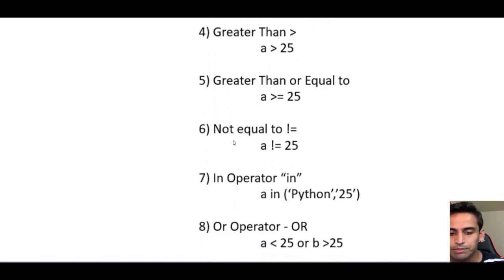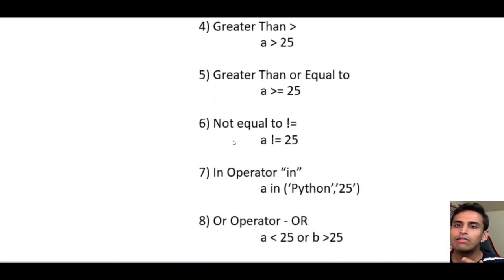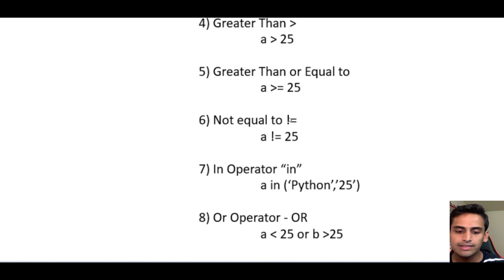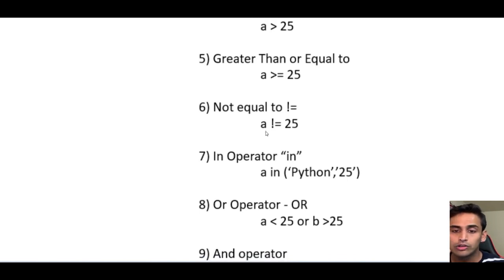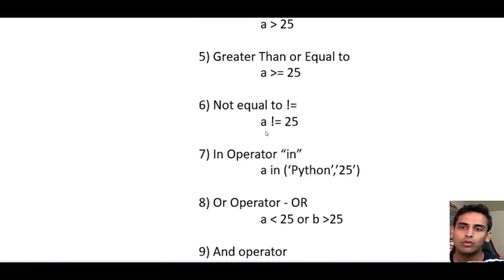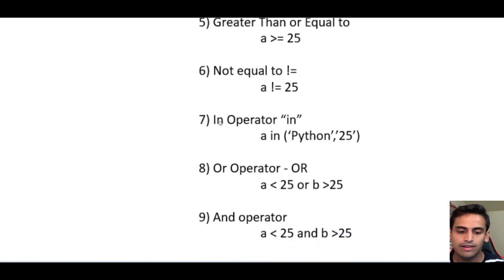Now here is the interesting part. For example, if you want to check whether a is not equal to some value, then in Python you do it with an exclamation mark with an equal to sign. So exclamation mark equal to is treated by Python as the not equal to condition. So a != 25 means we are checking whether the value of a is not equal to 25. If the value of a is not equal to 25, then do some operation.